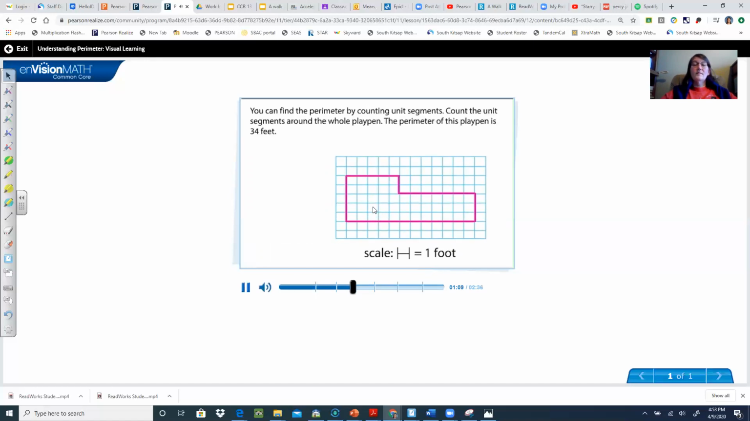You can find the perimeter by counting unit segments. Count the unit segments around the whole playpen. The perimeter of this playpen is 34 feet. The drawing of the first playpen is on grid paper. What can you do to make sure you count the unit segments correctly? You can mark each unit segment as you count it.